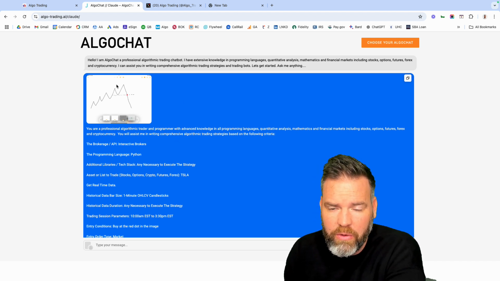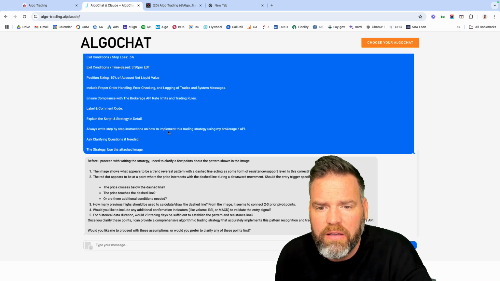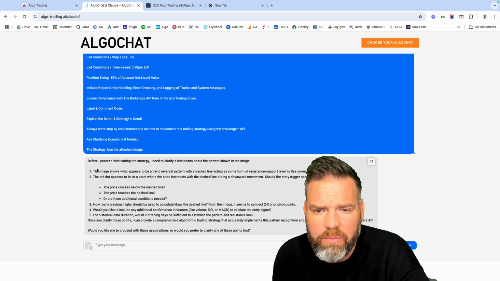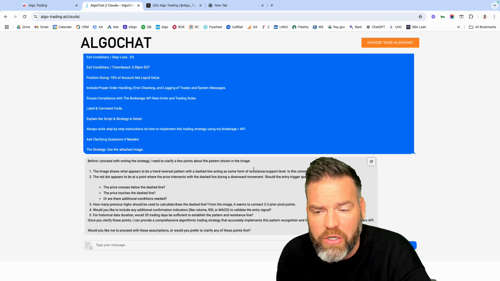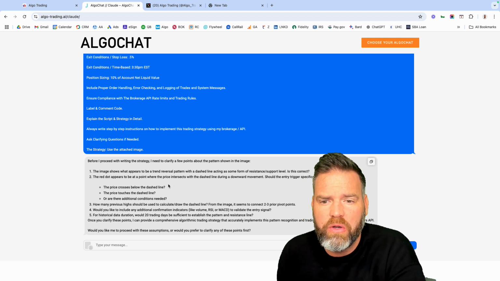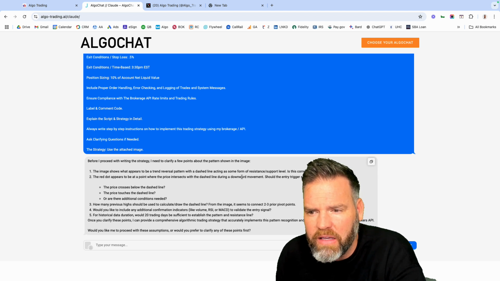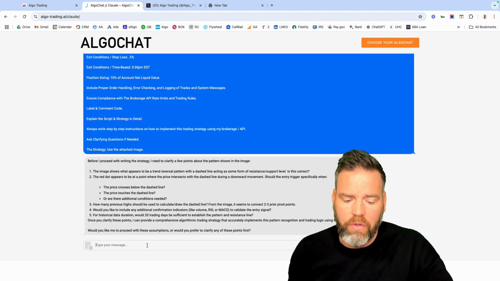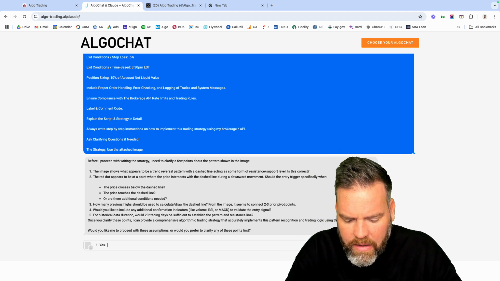So very, very simple. You could draw a million chart patterns and just say, hey, here's what I want. But it might ask, and this is what it's doing. So it says, before I proceed with writing the strategy, I need to clarify a few points about the pattern shown in the image. The image shows what appears to be a trend reversal pattern with a dashed line acting as some sort of level of resistance. Is that correct? So I'm just going to say one, yes.